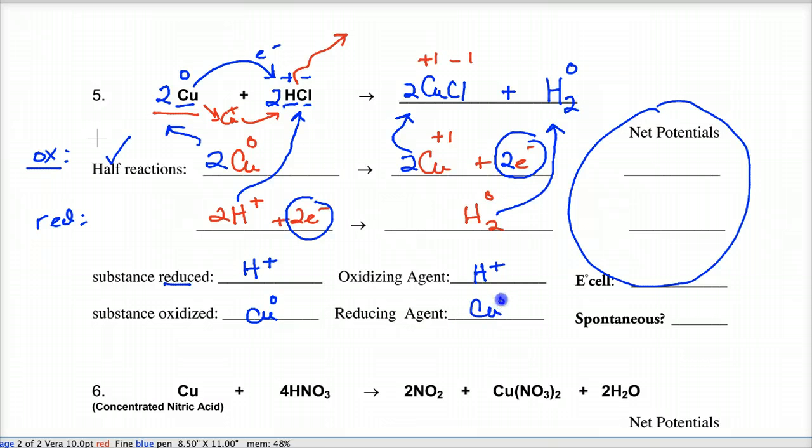And the copper 0, we're always picking, my friends, from this side of the reaction. We care who is passing it around, not what happens after. Okay, so that's all review. Now, how do I get net potentials?